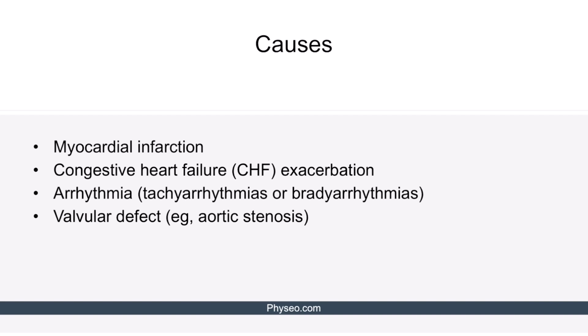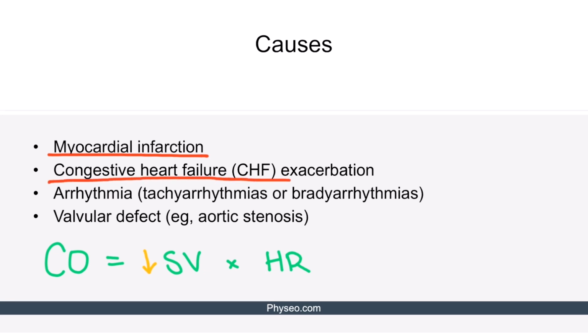So here's where it's really important to remember this equation. Cardiac output equals the stroke volume multiplied by the heart rate. So keep this in mind as we go through these ideas. Myocardial infarction can acutely decrease cardiac contractility, so it decreases stroke volume, and that will cause insufficient cardiac output. Patients with congestive heart failure exacerbations can also have an acute drop in myocardial contractility and the stroke volume. So stroke volume goes down, so cardiac output will go down.